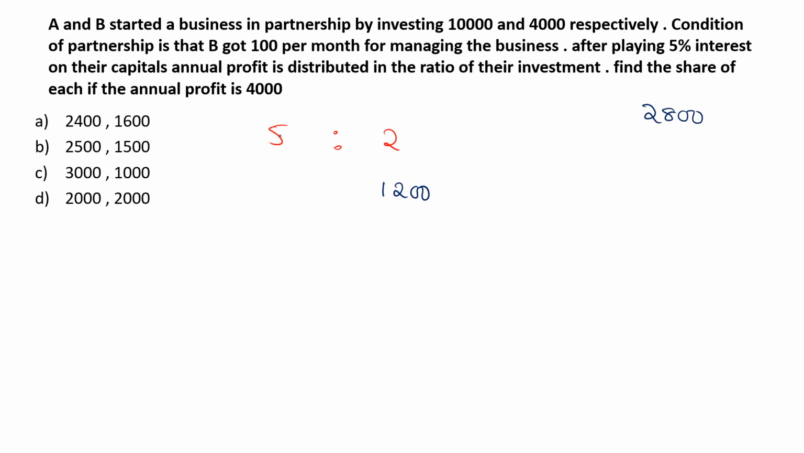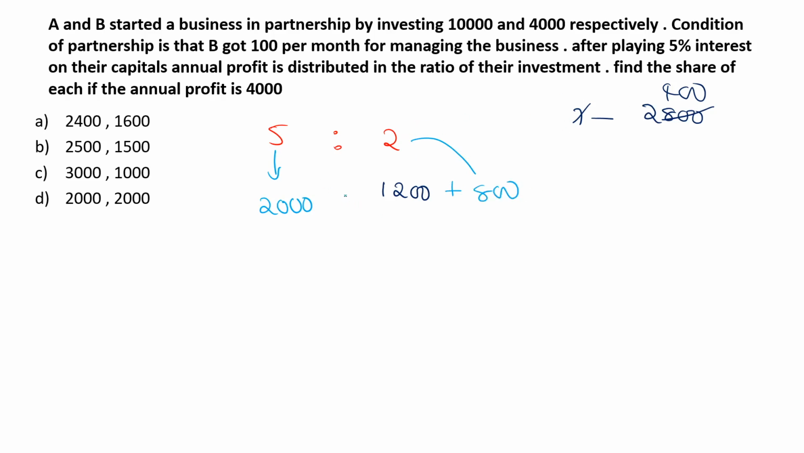Then total would be 5 plus 2, 7. The value of 7 units is 2,800. The value of 1 unit would be 400. Then A's share would be 5 times of the 400, that is 2,000. And B, as a part of his investment, he would get 2 times of the 400, that is 800.